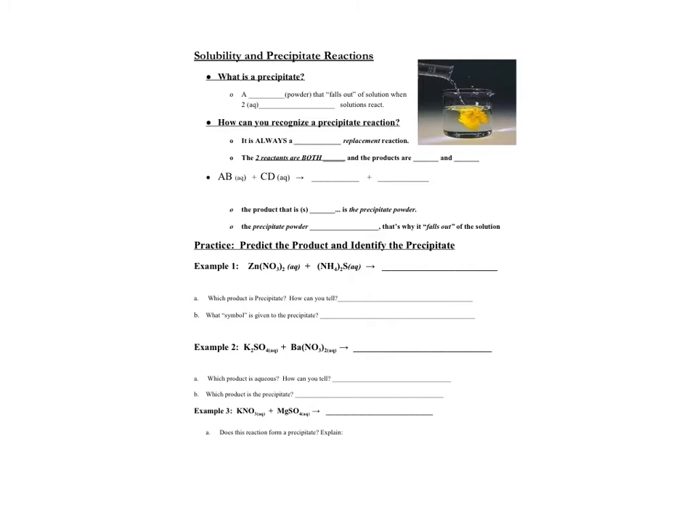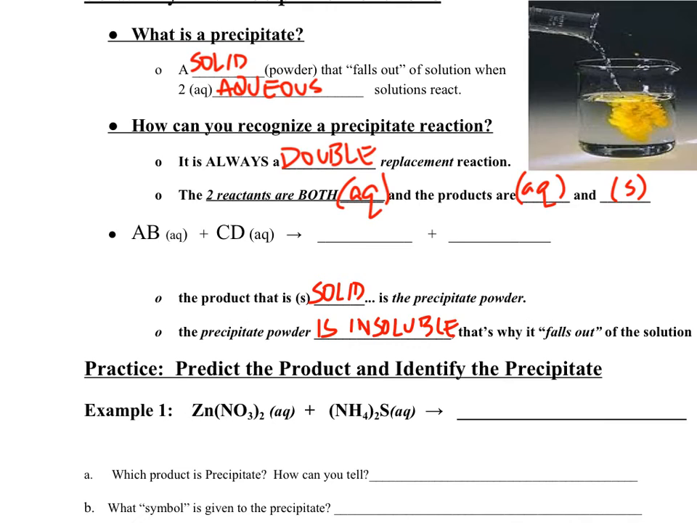Now we're going to recap what a precipitate is. We've talked about a precipitate before. A precipitate is a solid powder that falls out, so to speak, of a solution. In other words, when I mix two aqueous solutions, two substances dissolved in water, so they are liquids, and they form a solid, then that solid is a precipitate.